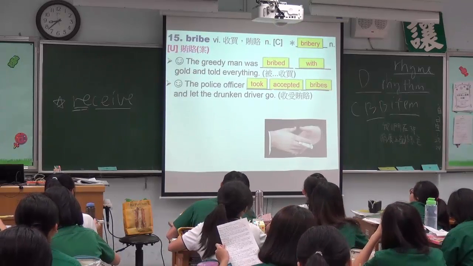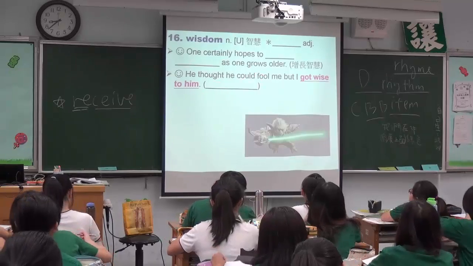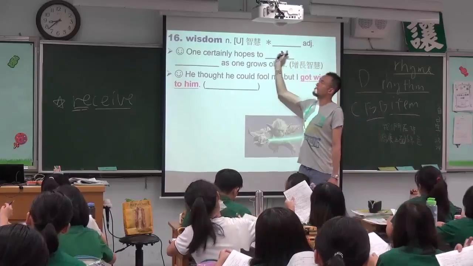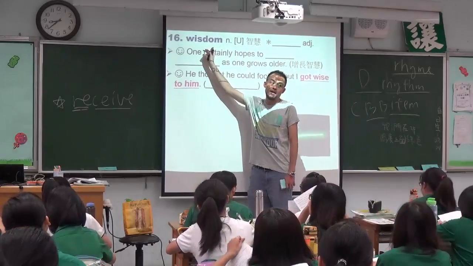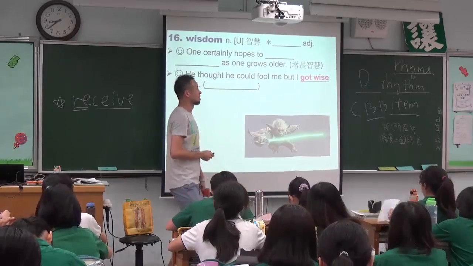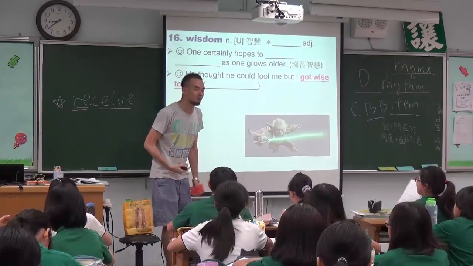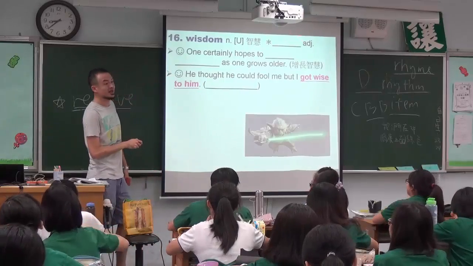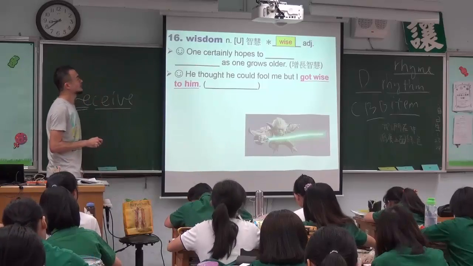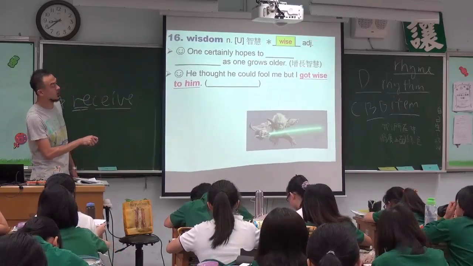Thank you. Here, number 16 is pretty easy. Wisdom. And for the word wisdom, the ending is M. Make sure your lips are closed. Wisdom. And the adjective, easy: wise. And here the first example, one certainly hopes to, for this word.